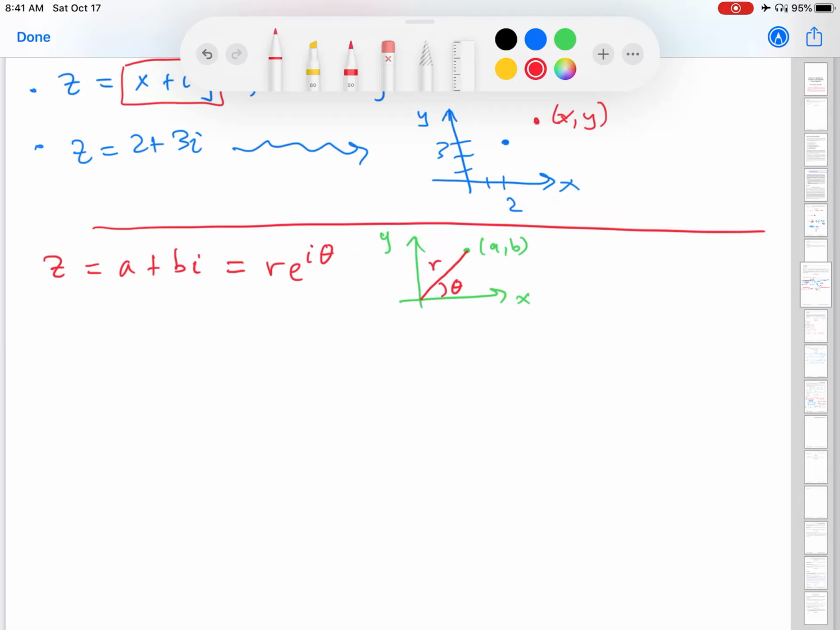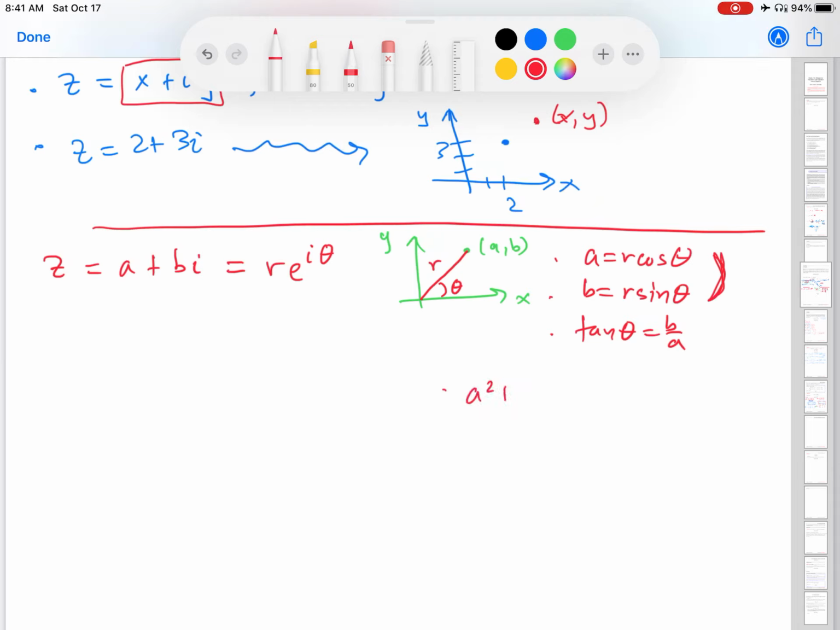All right, so remember that A was R cosine theta, B was R sine theta, and tangent theta was B over A. Okay. So what I'm going to do now is take these two equations and square them, and add them.